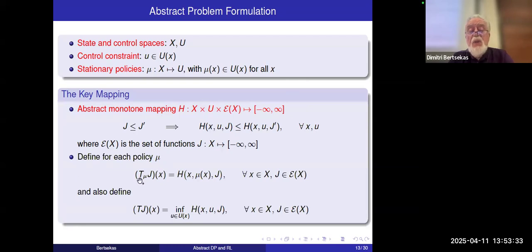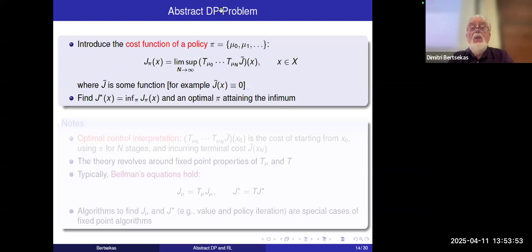So for each policy, we define the mapping T mu, like so, as you would expect. And you also define the mapping T by minimization over the T mu's. Again, you have the lower envelope property. We introduce the mappings, but now let's introduce the problem.